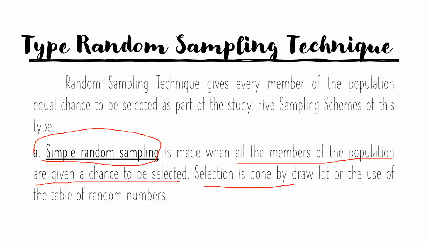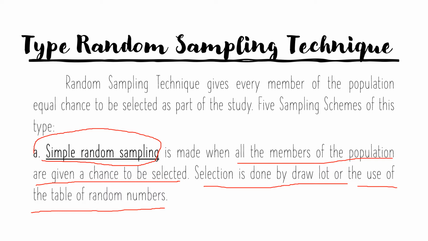Selection is done by draw, lot, or the use of the table of random numbers. So each member of your population is given a chance, or an equal opportunity, to be selected and to be subjected in a research.